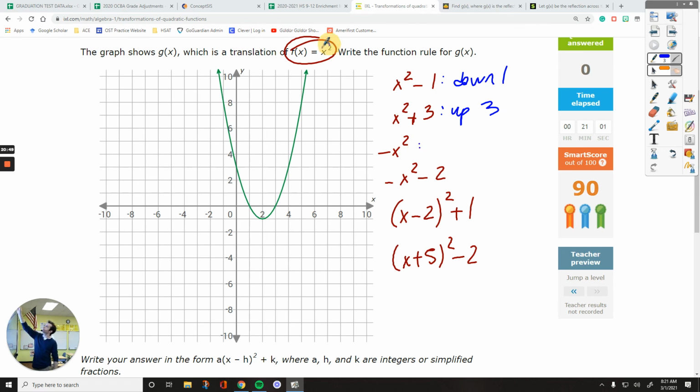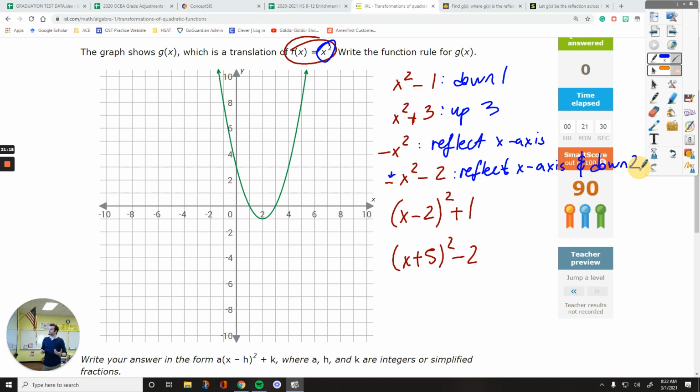Changing the sign of x squared is reflect over the x-axis. This one here, the sign has changed and then we subtracted 2, right? So reflect across the x-axis and then subtract 2 from the whole thing. That means down 2.